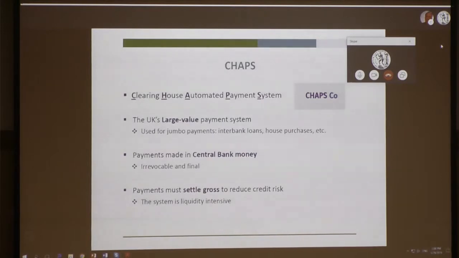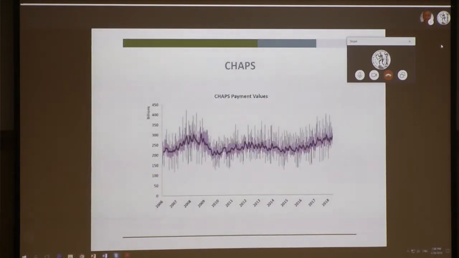Another important thing is that every payment made in CHAPS must settle gross. In other words, if you're a bank and you want to make a payment, you must have central bank money to make that payment, right? Which means that the system is liquidity intensive. Here's a graphic that shows how much money flows through that system on a daily basis. As you can tell, the sums are pretty large, right? On any given day, you have anything between 200 and 400 billion pounds flowing through that system. So we are talking about a large chunk of economic activity.